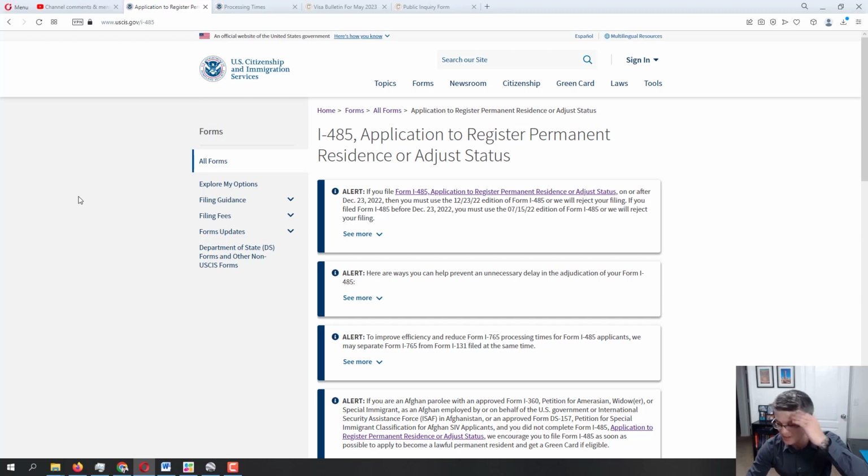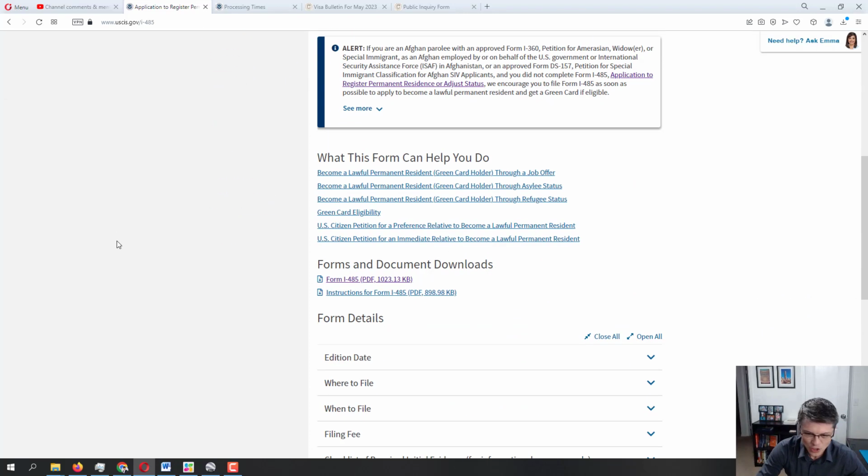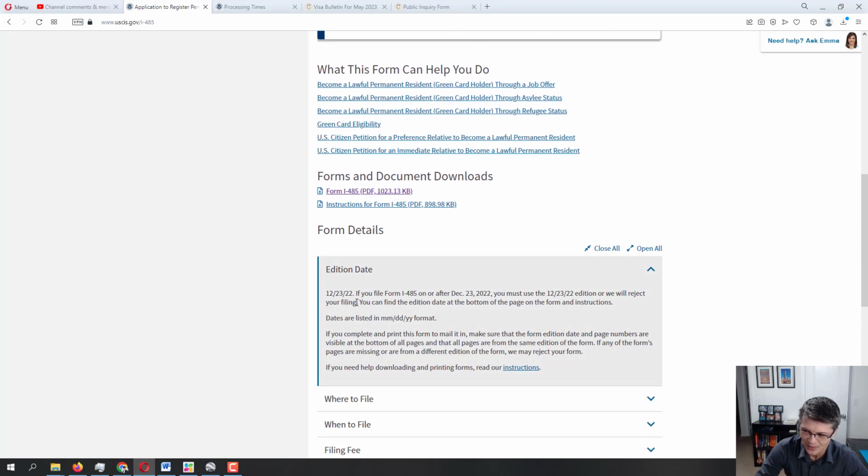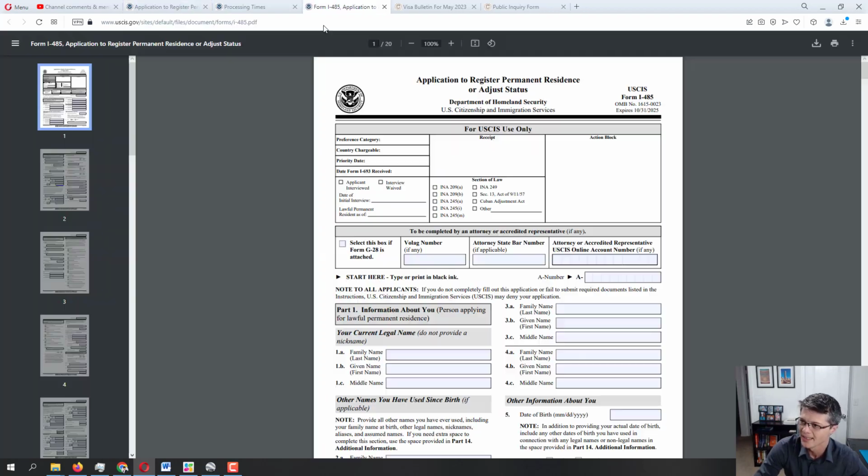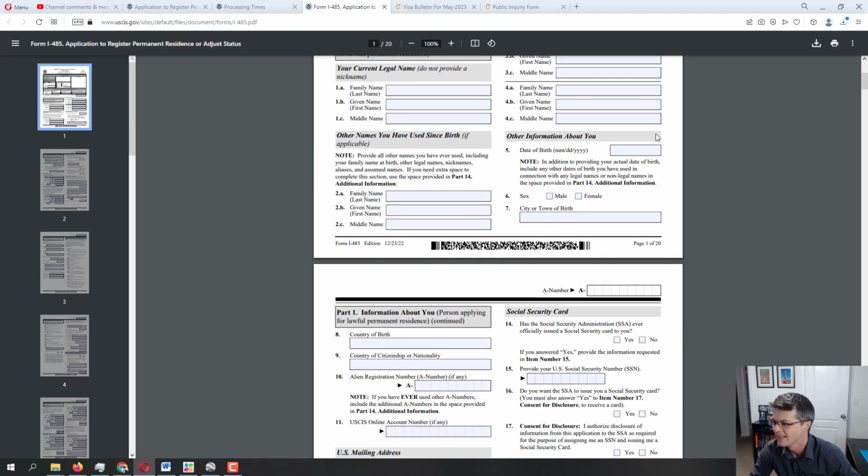I will see if I can find your comment and post that link in there. I probably won't be able to because I do receive so many comments. But you want to make sure that you're using the most recent, and you have the edition date right here. Right now we have 12/23/2022, the form I-485, and we're actually going to open it here, and let's see, yep, edition date 12/23/2022. So that's the one that you want to use for your I-485.